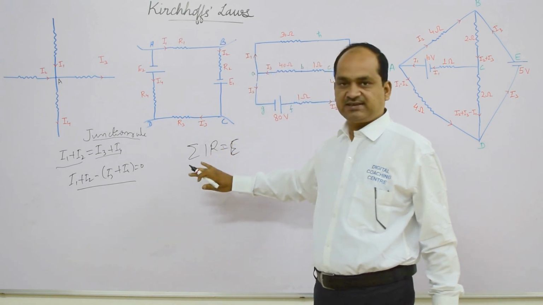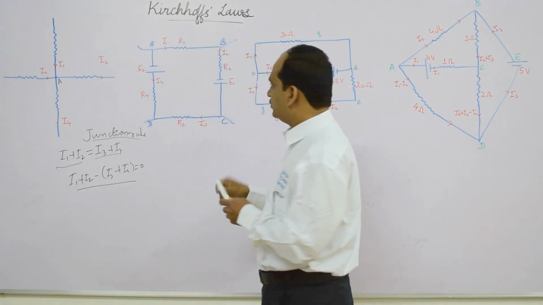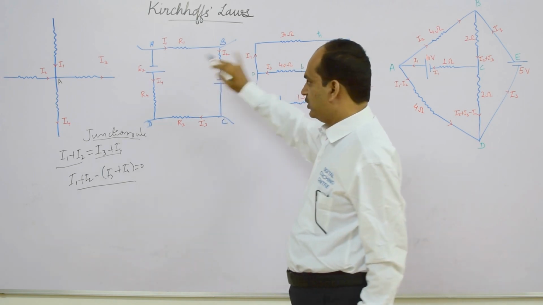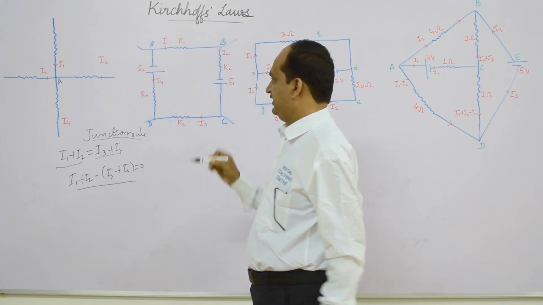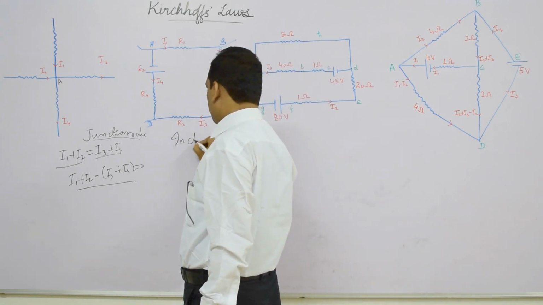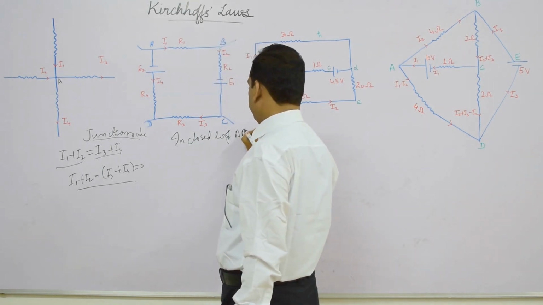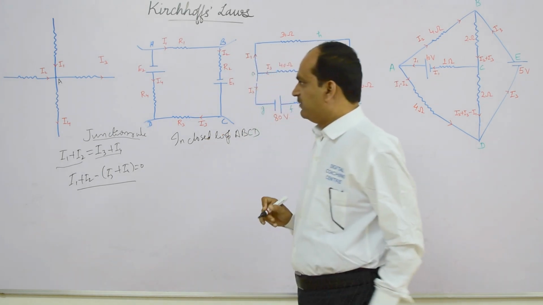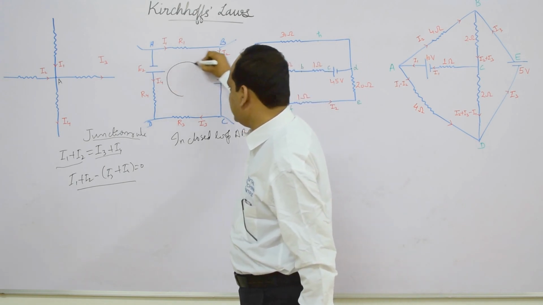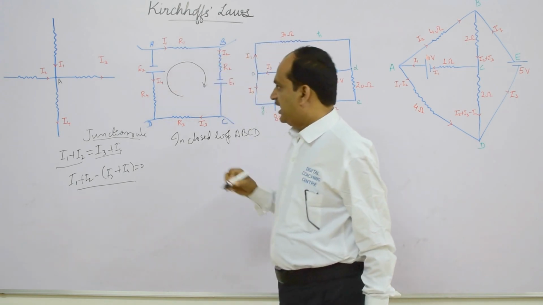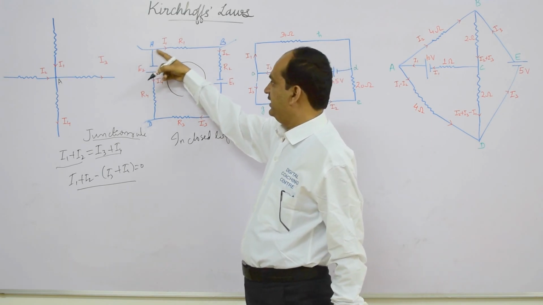Now how do we implement this in a circuit? We have to go through the circuit. First, select any closed loop. We are selecting here A, B, C and D. Now first, move clockwise, this is our clockwise direction, and start from terminal A. We are moving clockwise, A to B first.